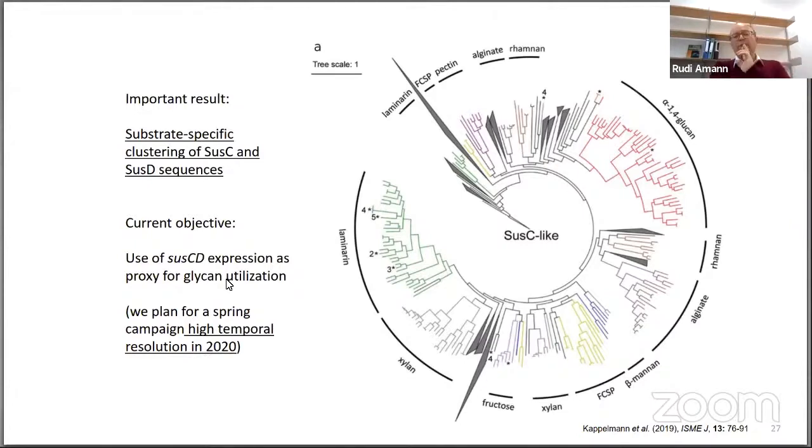Now, I told you in the very beginning, we know that bacteria remineralize biomass, algal biomass. But we don't know, even in the year 2021, what are the dominant polysaccharides through which this process is happening.